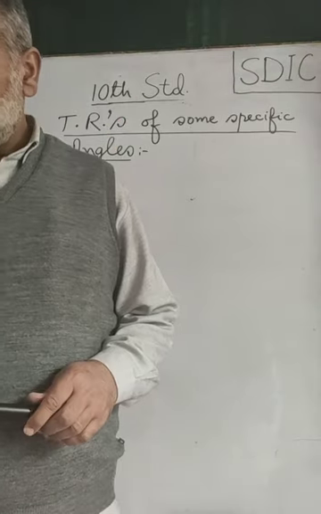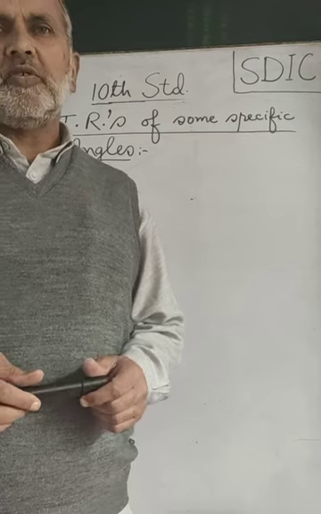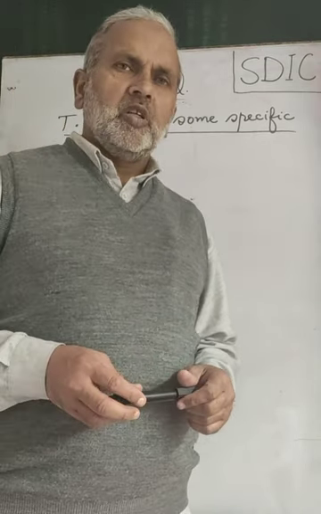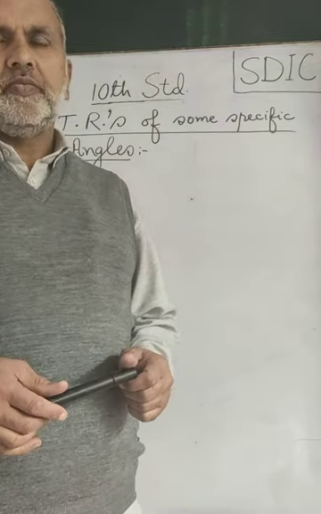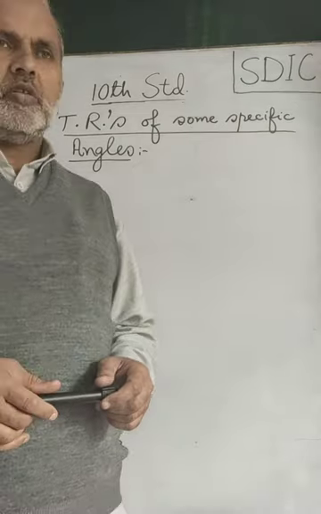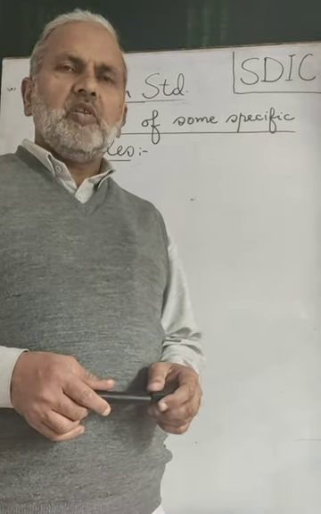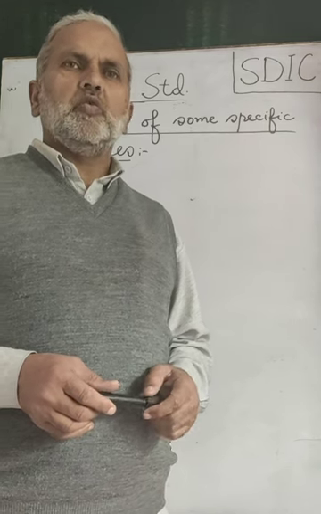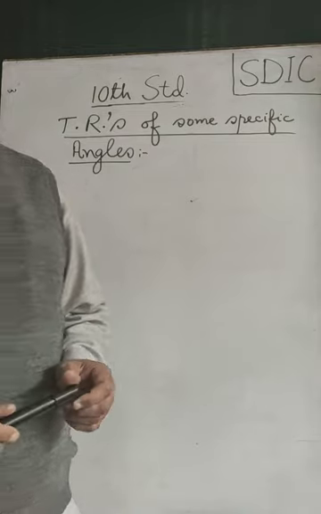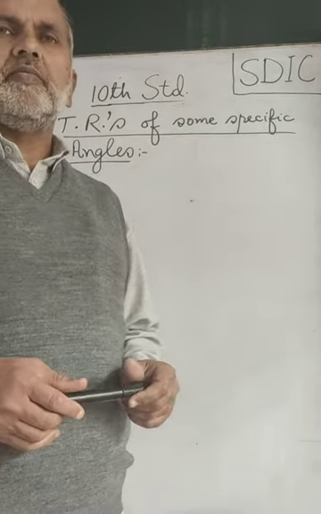Well, children, yesterday we completed the first exercise of the trigonometry chapter based on definitions. So by now, the definitions of the six trigonometric ratios must be fully understood by you. We'll quickly go through those definitions again.